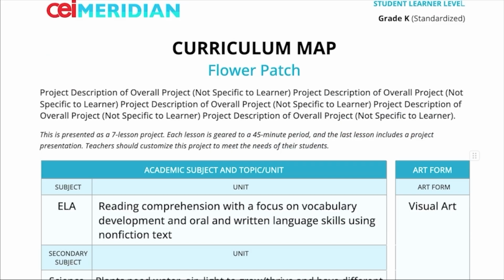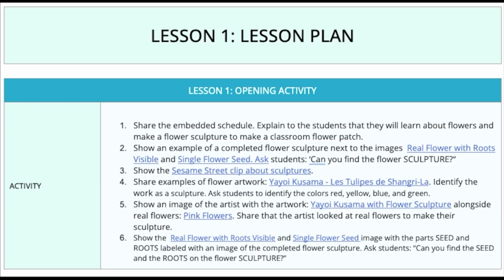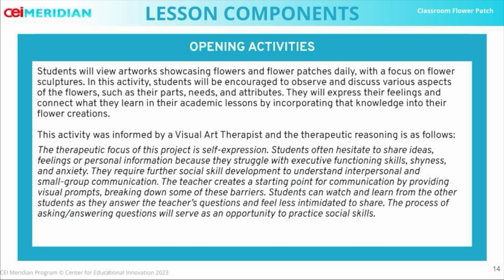Each grade level will have its own curriculum map and lesson plan. Each lesson will begin with an opening activity, where students will view artwork showcasing flowers and flower patches daily, with a focus on flower sculptures. In this activity, students will be encouraged to observe and discuss various aspects of the flowers, such as their parts, needs, and attributes. They'll express their feelings and connect with what they learn in their academic lessons by incorporating that knowledge into their flower creations.